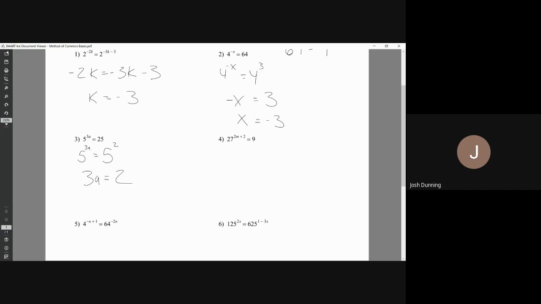Drop the bases, make a big equation out of the exponents. Divide by 3, 2/3.